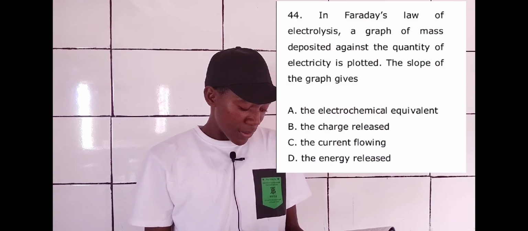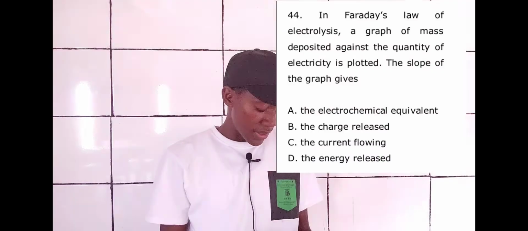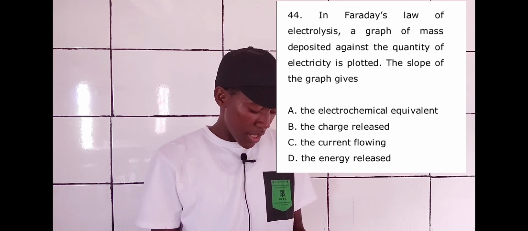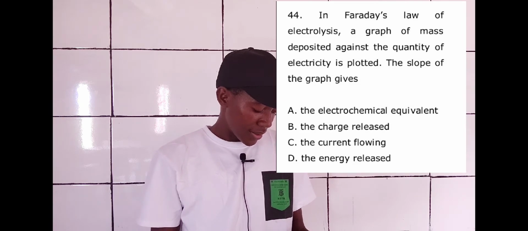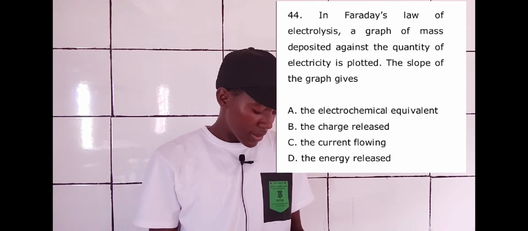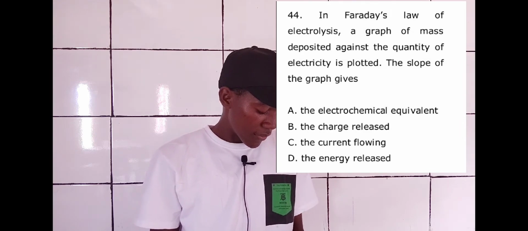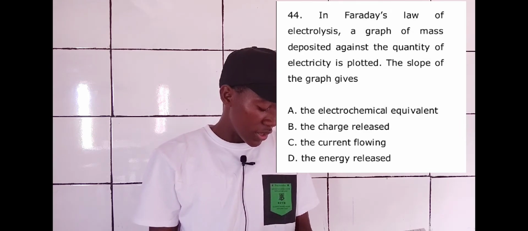Question number 44. In Faraday's law of electrolysis, a graph of mass deposited against the quantity of electricity is plotted. The slope of the graph gives: A. the electrochemical equivalent, B. the charge released, C. the current flowing, D. the energy released.